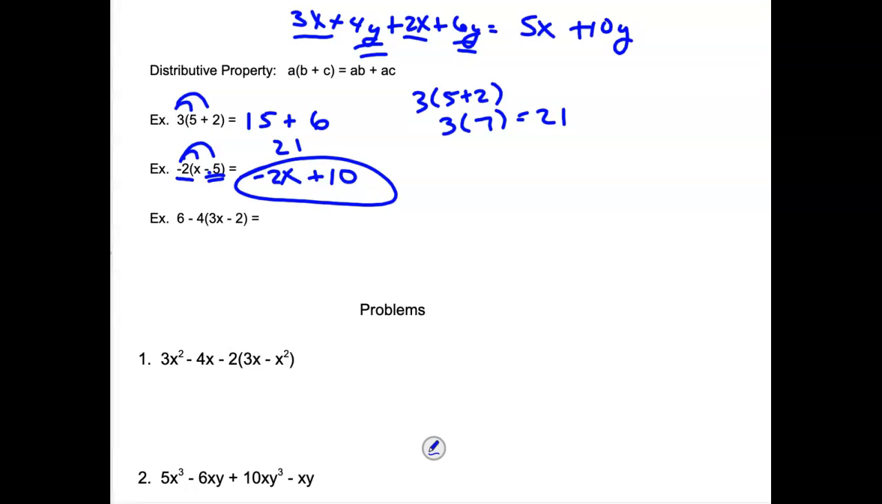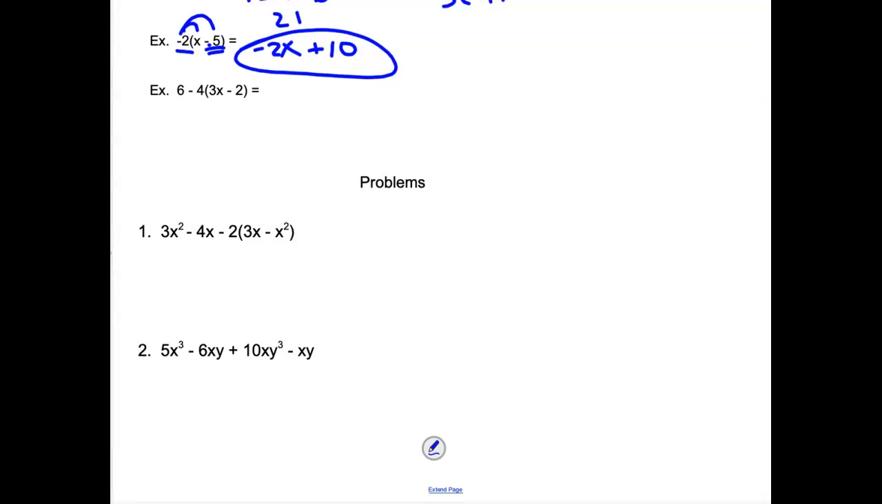Last one here, going to have the same deal where you got a -4 in front. Common mistake is to do 6 minus 4 is 2. Don't do that. You need to multiply before you subtract. You'd like to do parentheses first, but you can't do anything in the parentheses first. So instead, just distribute. Take -4 times 3x is -12x. -4 times -2 is positive 8. 6 in front.